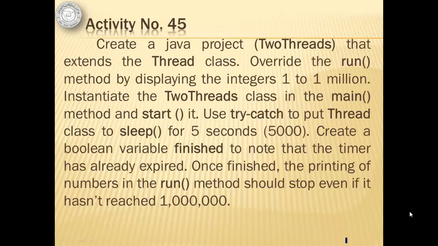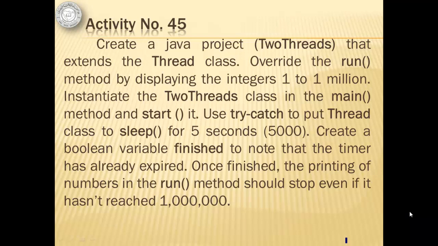In activity number 45, we will create a Java project called ToThreads that extends the Thread class. We will override the run method by displaying the integers 1 to 1 million. And we're going to instantiate the ToThreads class in the main method and start it. We will use try-catch to put the thread to sleep for 5 seconds, which is equivalent to 5000 milliseconds. We will also create a Boolean variable finished to know that the timer has already expired. Once finished, the printing of numbers in the run method should stop even if it hasn't reached 1 million yet.